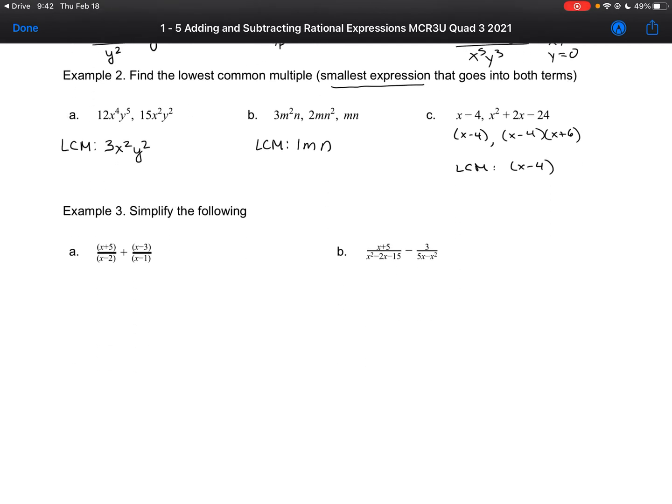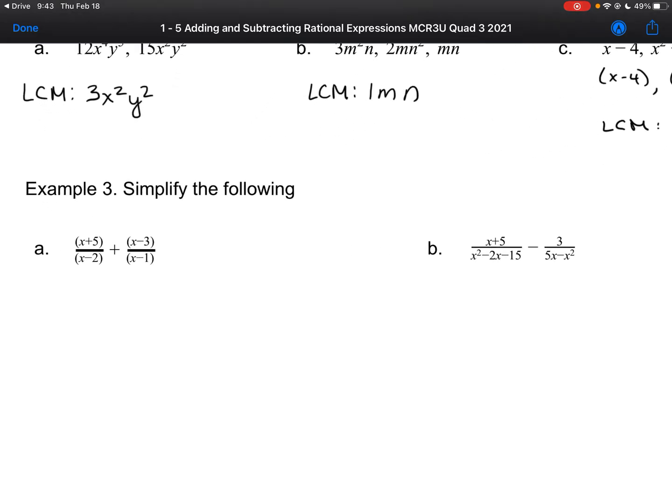So let's do 2 more examples with a little bit more complicated expressions. It's a little bit trickier to find that lowest common multiple or lowest common denominator when you have a binomial. So in my first example, the denominator of my first fraction is x minus 2. The denominator of my second fraction is x minus 1. My lowest common denominator I can still find by multiplying those 2 together. So my new common denominator is x minus 2 and x minus 1.